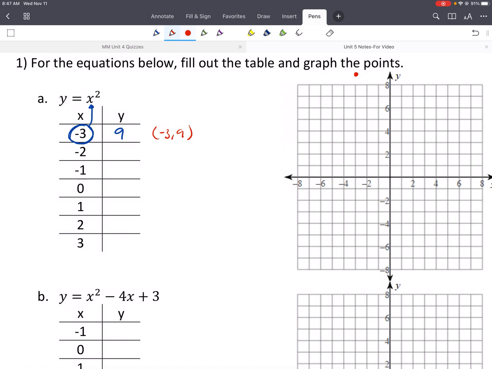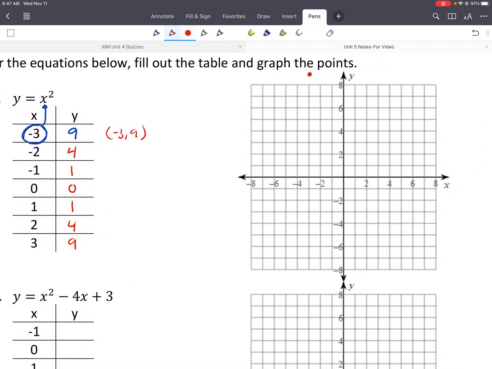So -2 squared will give us 4. -1 squared will give us 1, then 0, 1, 4, and 9. We could come up with all of those points and graph that way, and it would be great. So -2, 4 is right there. -1, 1, 0, 0, 1, 1, and so forth. Okay, and we'd connect all those dots, and we could see our nice parabola shape that we've been talking about in our last lesson.